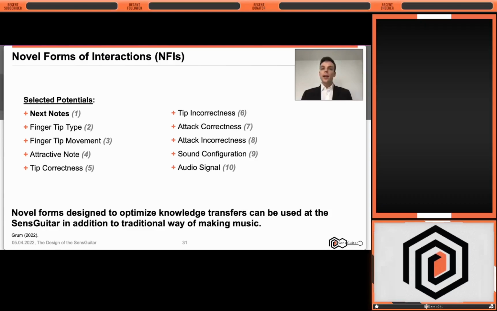The following 10 kinds of novel forms of interactions are supported by the SensGuitar. First, next notes. This novel form of interaction refers to the act of visualizing next notes on the guitar fretboard that are required by a certain song. Aside highlighting the precise fingertip position, this includes highlighting the corresponding string attack position so that a note is characterized. For instance, next notes are appearing as yellow highlights of strings and fingertip positions.